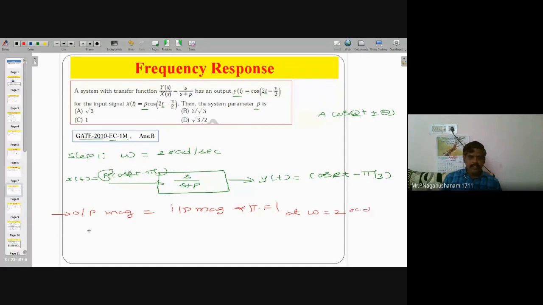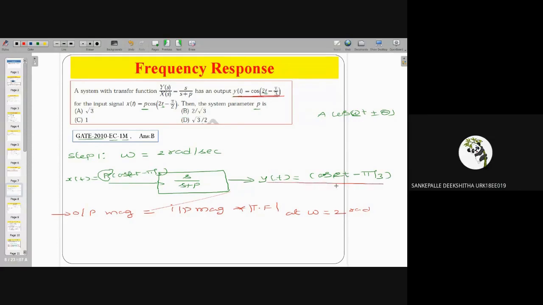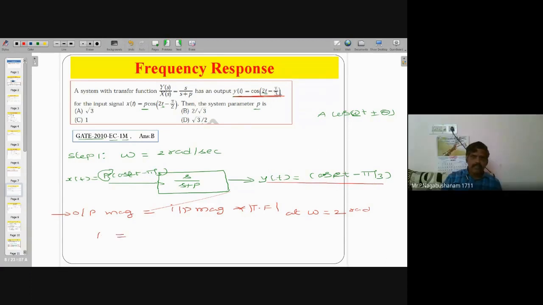Now, what is the output magnitude in the given problem? Anybody? What is the magnitude here? 1, sir. Yes, output magnitude equals 1. This is 1 into cos 2t minus pi by 3, nothing else is there, so 1. That equals the input magnitude. What is the input magnitude in the given problem? P. So I want the transfer function magnitude. Before going to find the transfer function magnitude, we have to replace. I told step 1 as, because it is a frequency response.